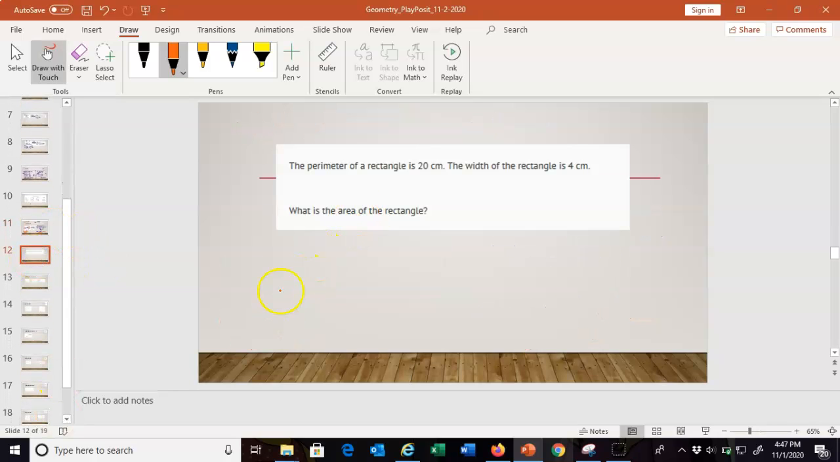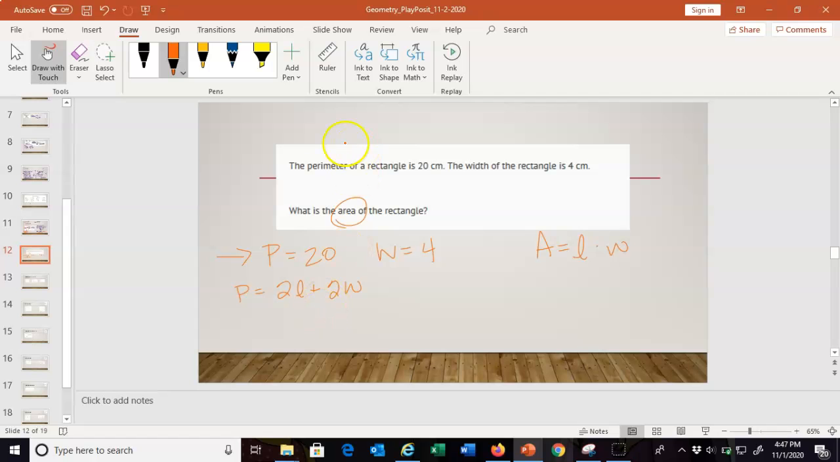Let's try this example. The perimeter of a rectangle is 20 centimeters. P is 20. The width is 4. What is the area? Remember, area of a rectangle is length times width. So we use what we have. We're given the perimeter and the width, but we need to find the area. So let's put the perimeter formula here. The perimeter formula from your formula sheet says it's 2L plus 2W.